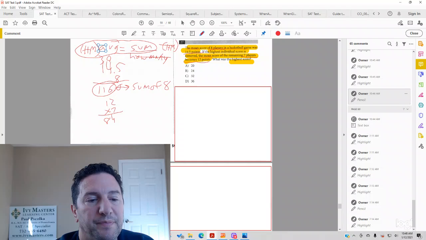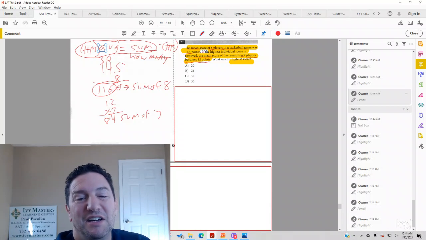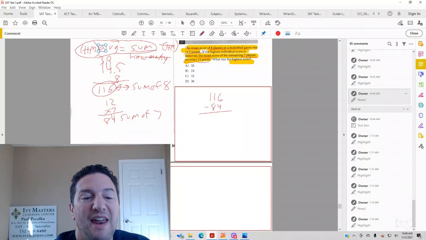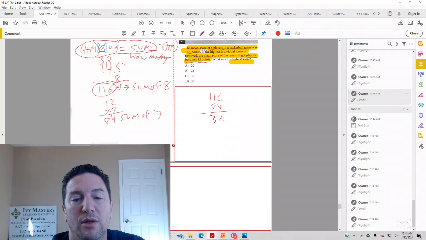Okay. Now, if this is the sum of 7 and 116 is the sum of 8, then what would make sense as the next step in order to get your answer? You have your 116 and you subtract your 84. And that has to be the missing player's number of points. So we wind up with 32.